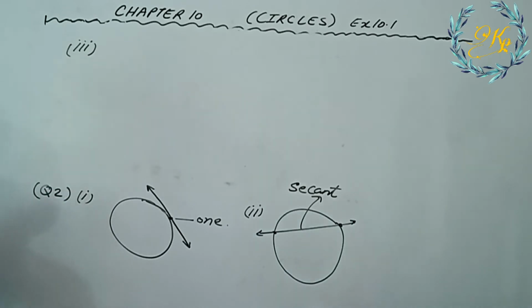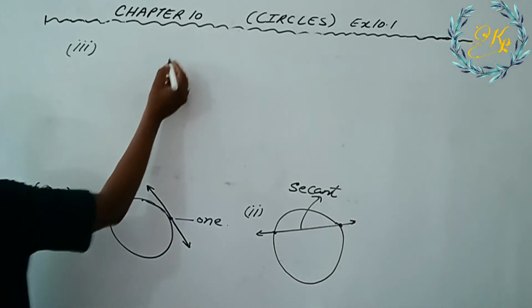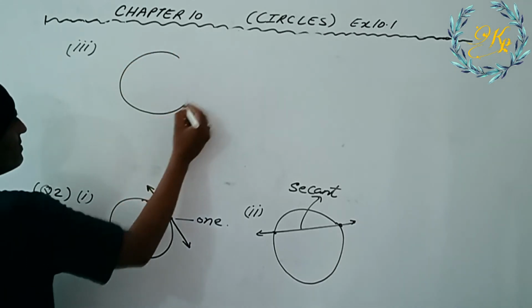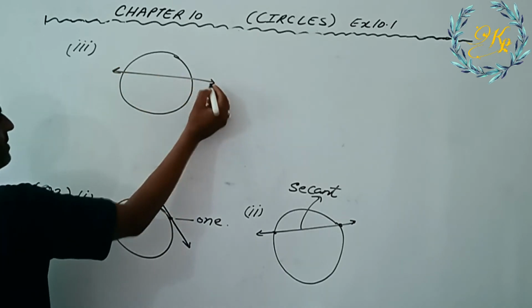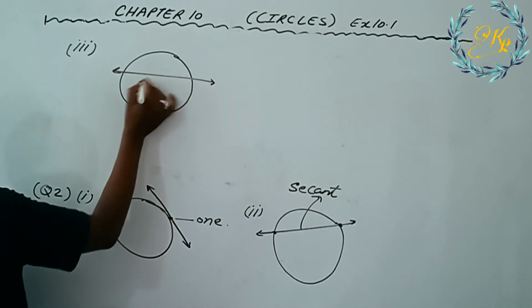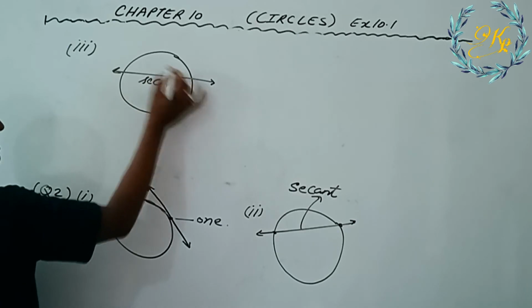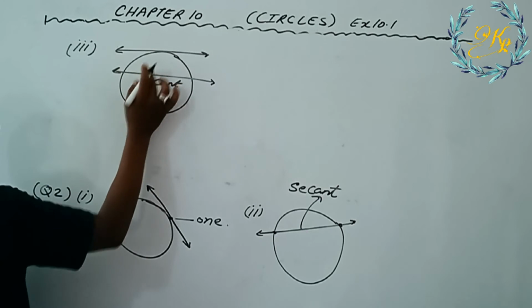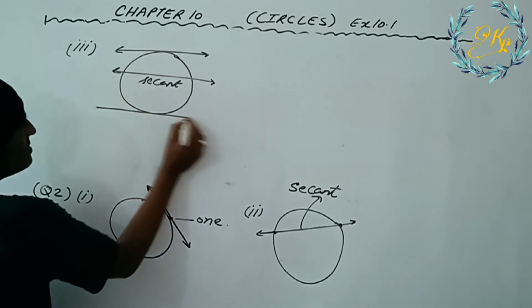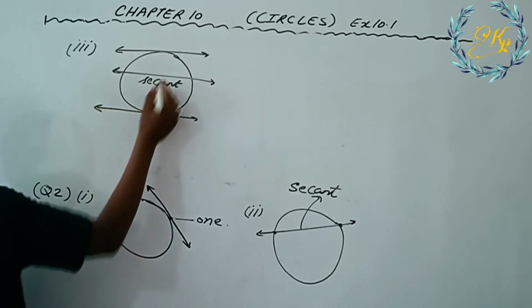The third sub question reads: can a circle have parallel tangents to a secant? So let's see, let's draw a circle first, then let's draw a secant. Now how many tangents can be drawn parallel to this secant? I write a secant here. So the first tangent on that side is parallel to the secant. The second tangent will be on the other side.